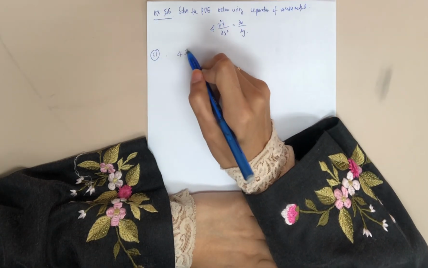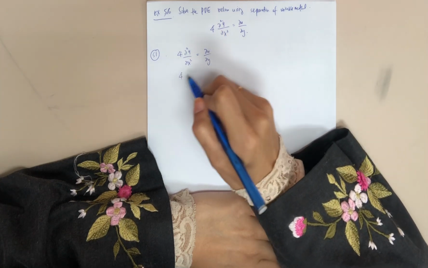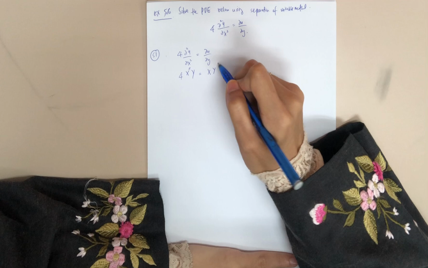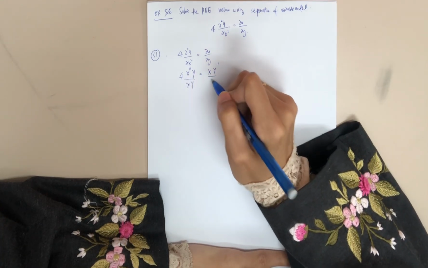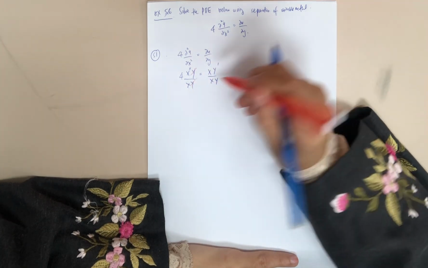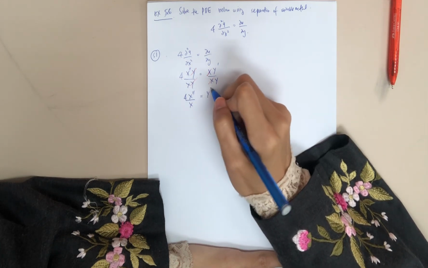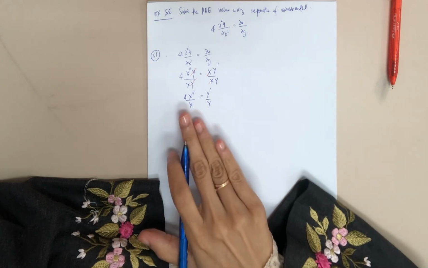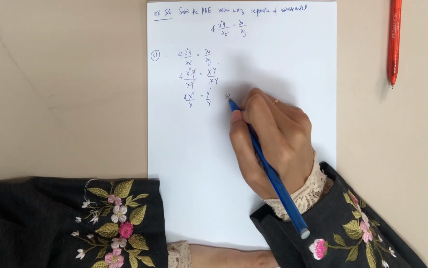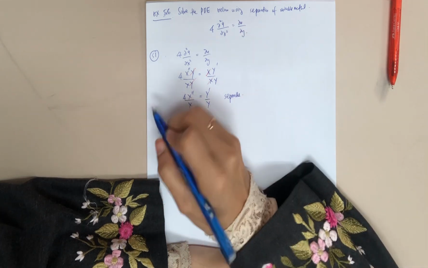So you have 4 d square u dx square equal to du dy. So you need to replace d square u dx square with X double prime Y, equal to X Y prime. And then we will divide by XY. So cancel. Okay, cancel this one. So therefore you are left with 4 X double prime over X equal to Y prime over Y. And then you see that X is on one side and Y is on the other side. So that means this is separable. Okay, it's separable. Then we can go to step 2.